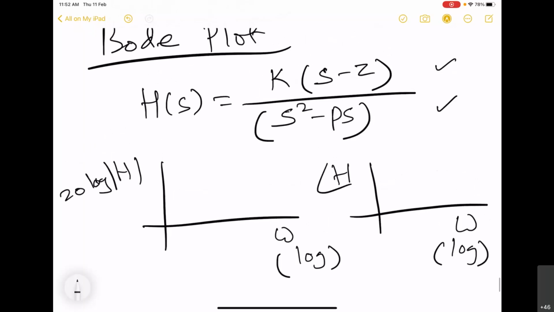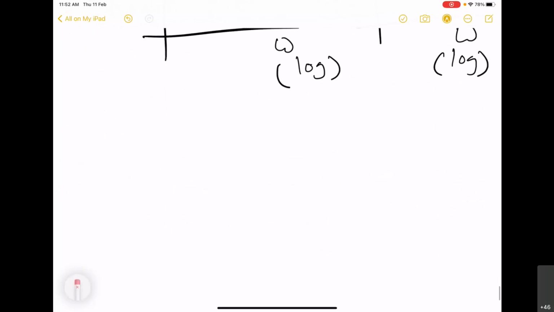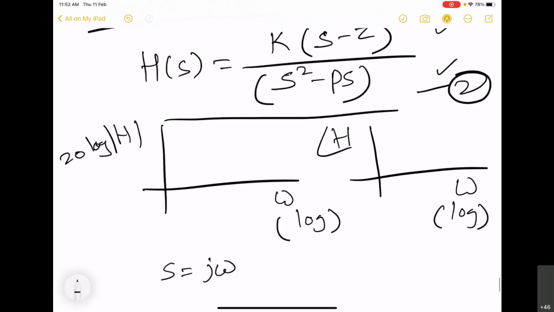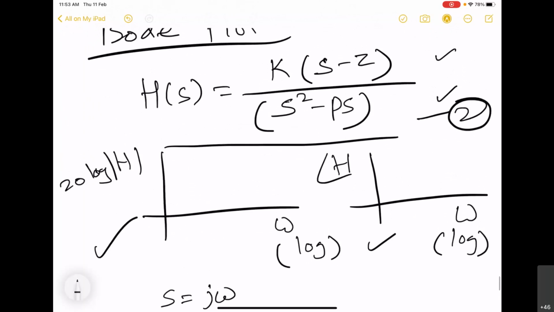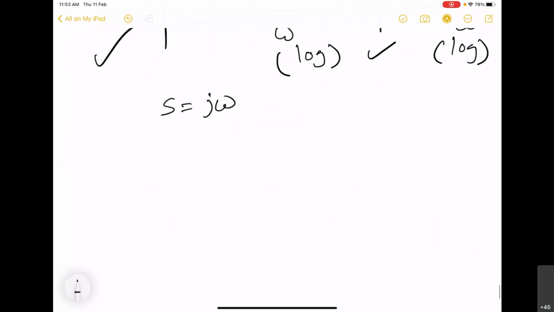So one can of course take the help of a computer, substitute s is equal to j omega in this equation 2 and make these two plots. That is always possible, but we want to see whether we can quickly get a very approximate, quite accurate plot of this transfer function without the help of a computer. Fortunately it is possible, and there are a few steps that we will have to take. So I will specify those steps.